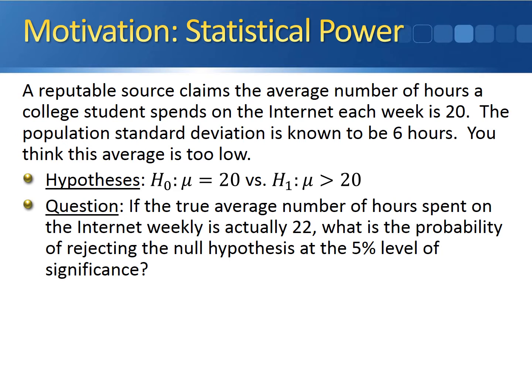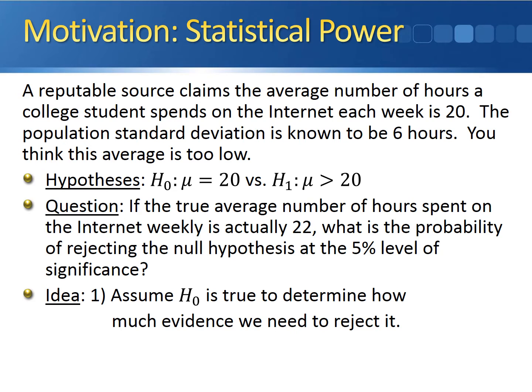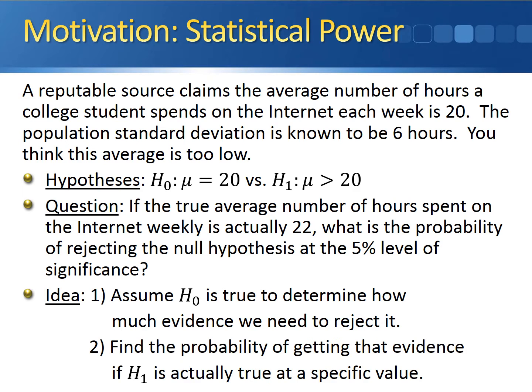Here's how we're going to approach this. First, assume that the null hypothesis is true in order to determine how much evidence we need to reject it. We need to know how large the sample mean has to be in order to be considered significantly greater than 20. Then, we'll find the probability of obtaining that evidence if the alternative hypothesis is actually true at a specific value. In this case, that specific value from the alternative is 22.